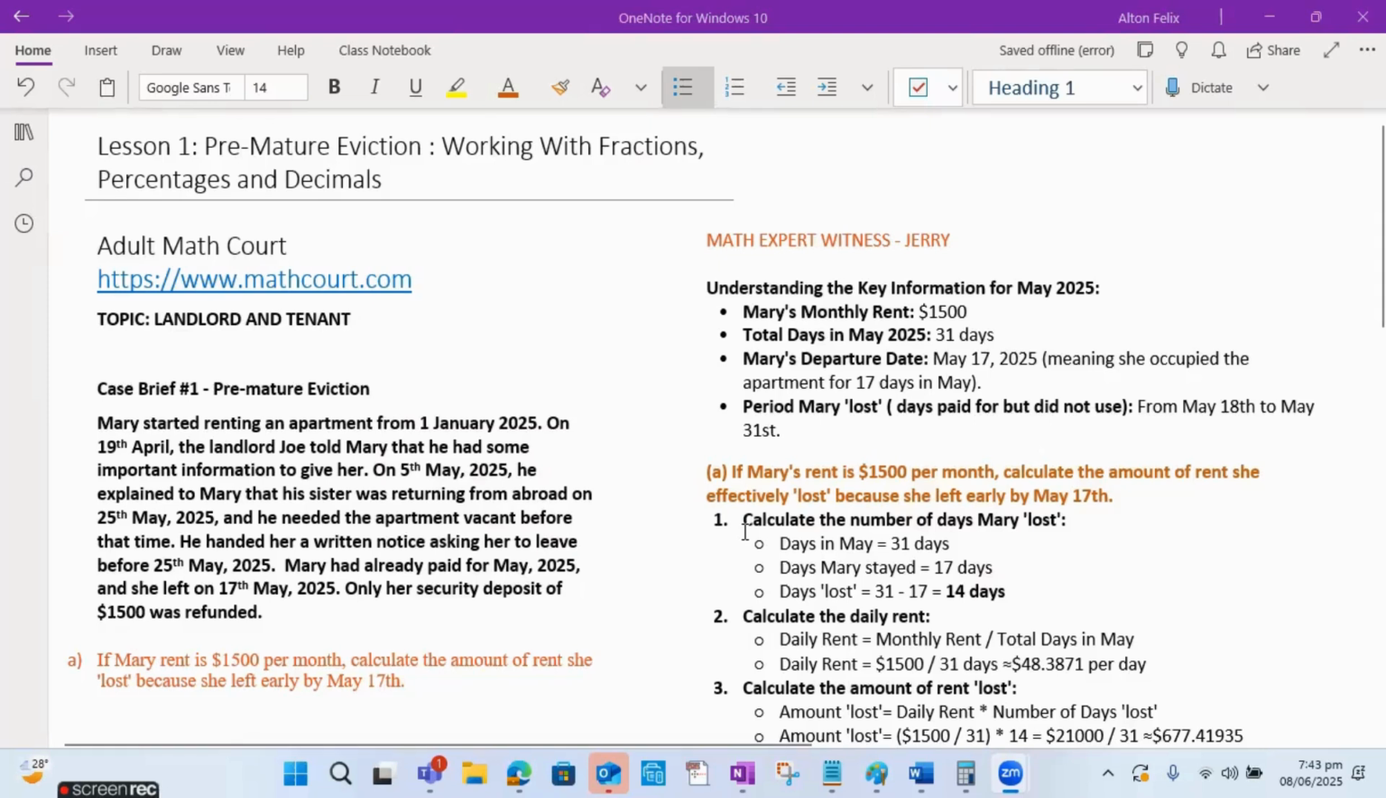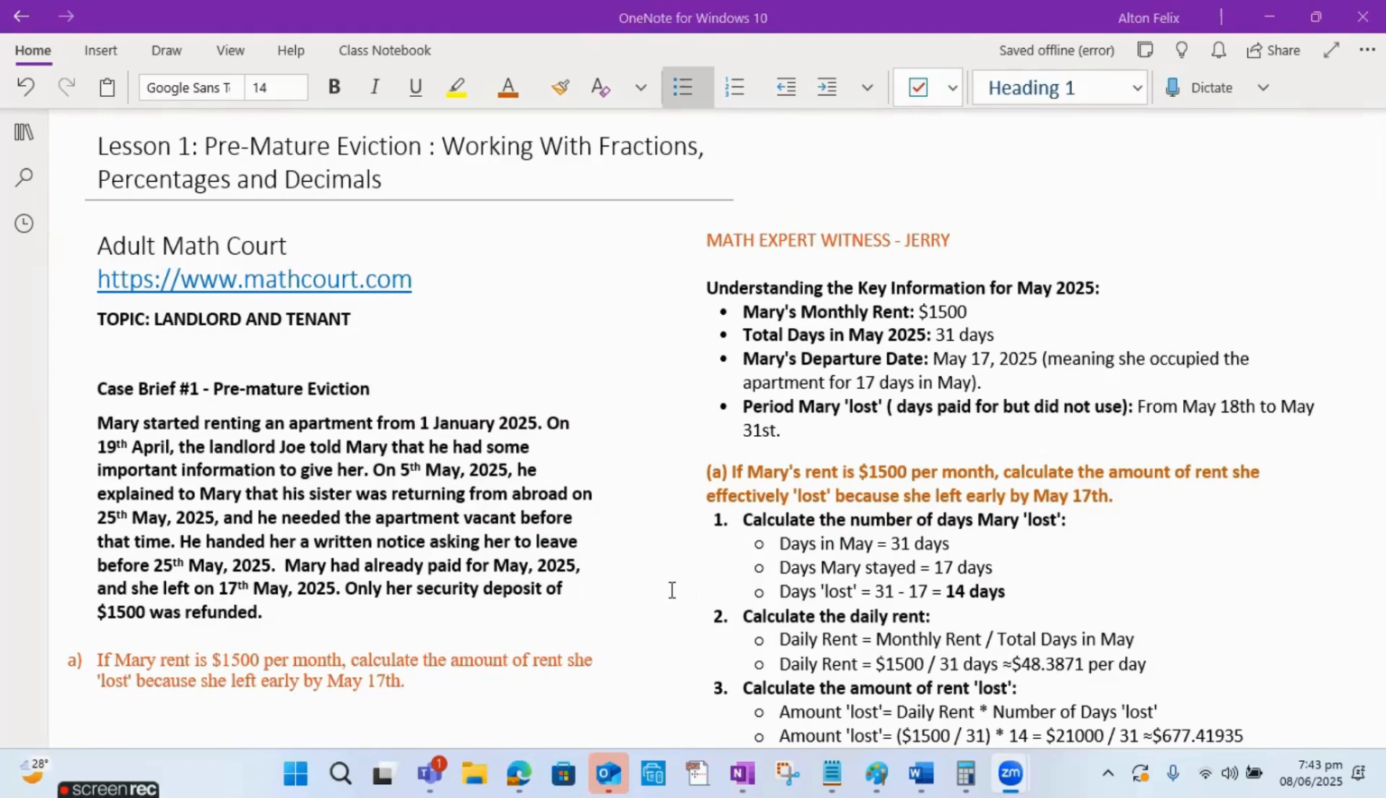Welcome. Today we are looking at lesson one, premature eviction of Mary, and we'll be working with fractions, percentages, and decimals. This is the adult math course. My name is Alton Felix, and we'll be working along with our math expert, Jerry, who has volunteered his answer alongside our case brief, our question.